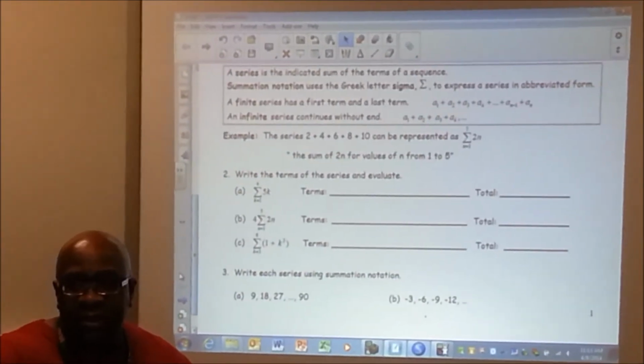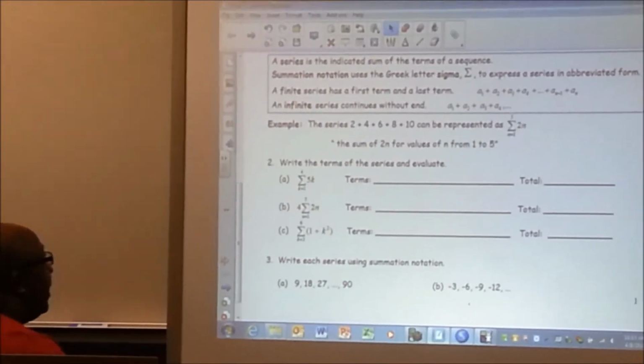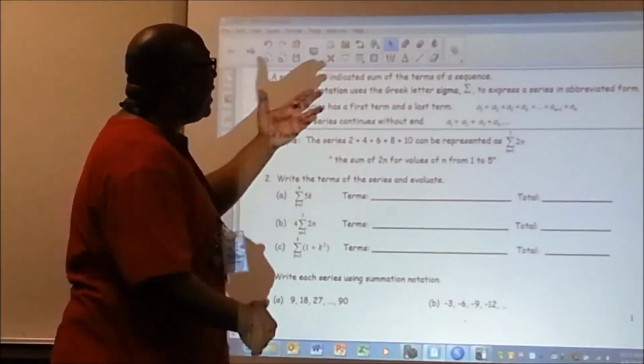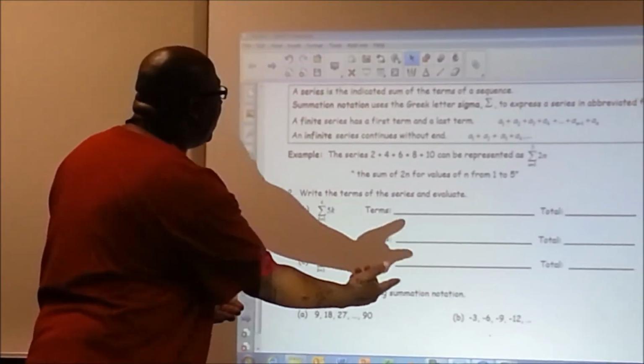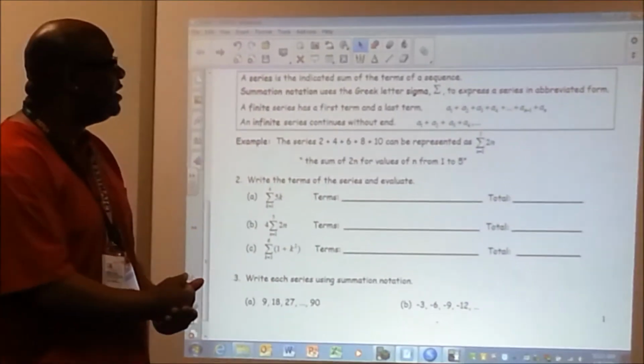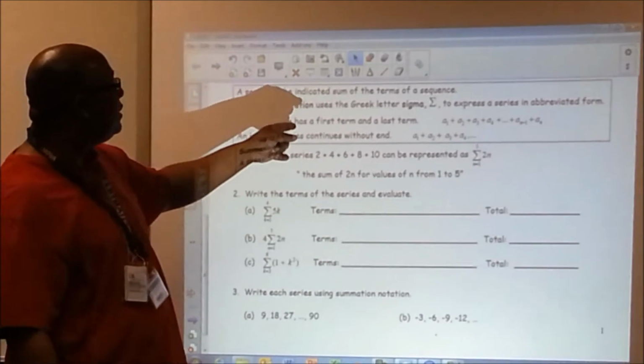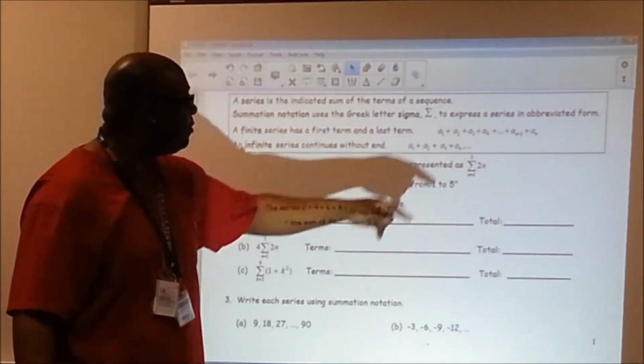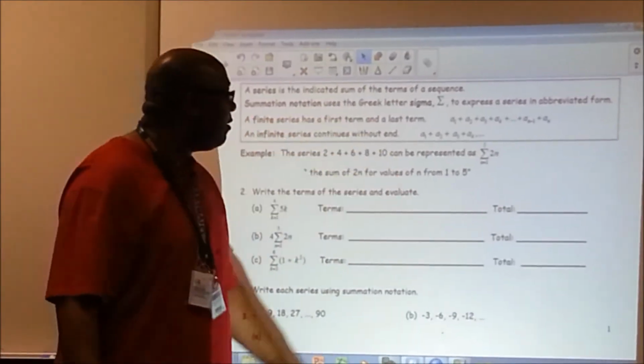Now we're going to talk about a series. A series is the indicated sum of the terms of the sequence. The summation notation uses the Greek letter sigma to express a series in abbreviated form. A finite series has a first term and a last term. An infinite series continues without end.